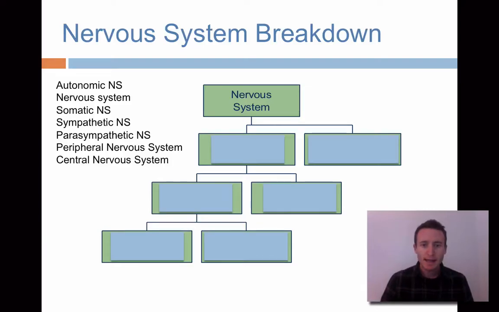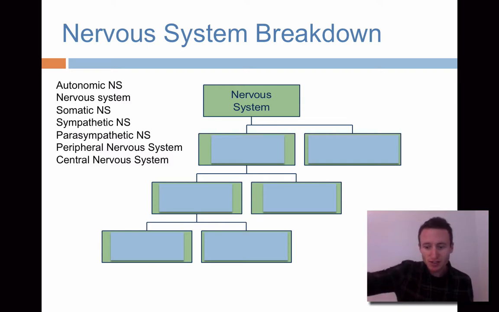All right, welcome back. In this video, I want to discuss the basic divisions of the human nervous system and then pay special attention to the brain and some major structures within the brain. So on this flow chart, we have a basic division of the overall nervous system.